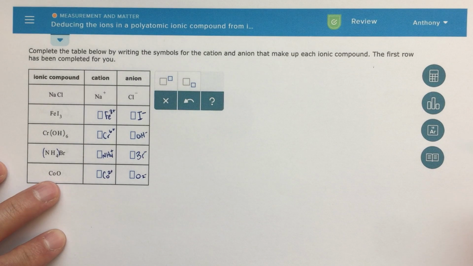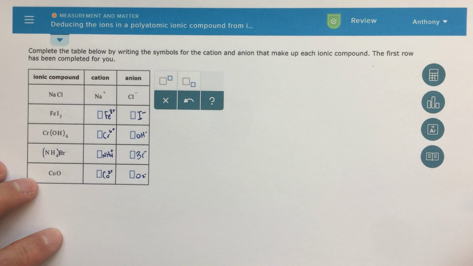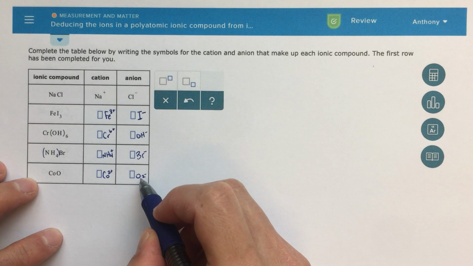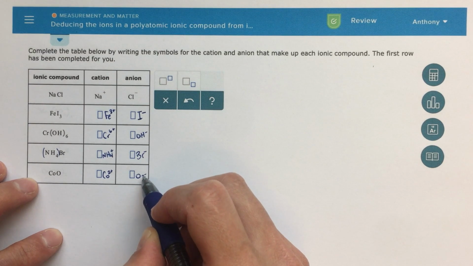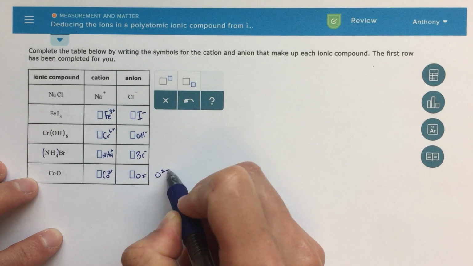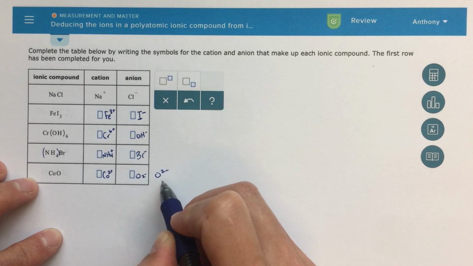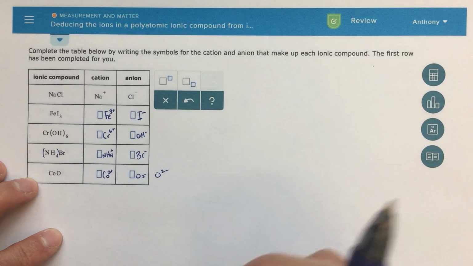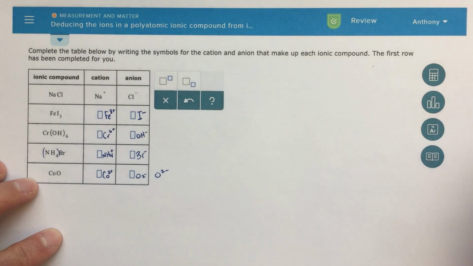I know that oxygen is in group 6, so that should be a 2- charge. I almost put the 2 down here because I'm so used to writing O2, but this should really be O2-, not O2. It's one oxygen. That one oxygen in that ionic compound has a -2 charge.